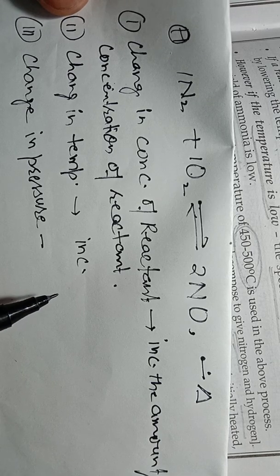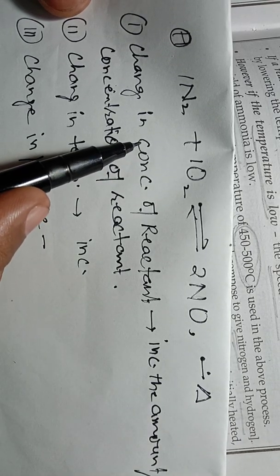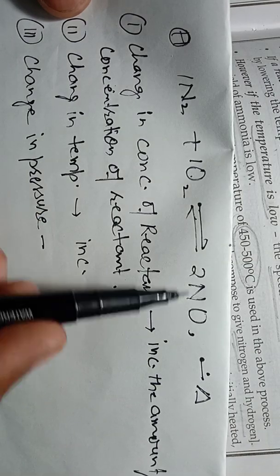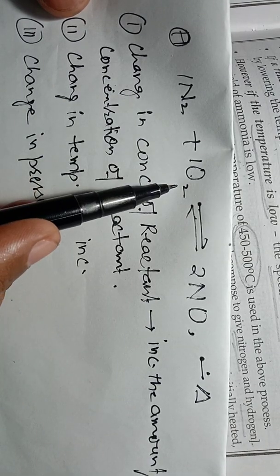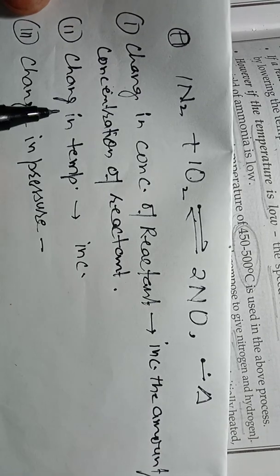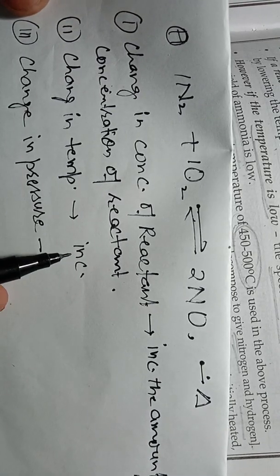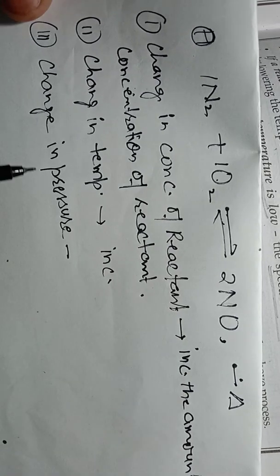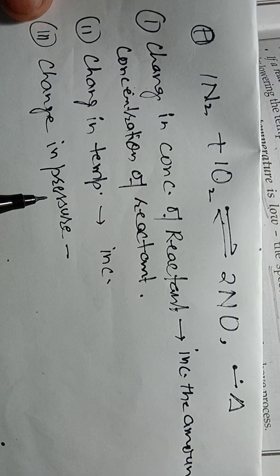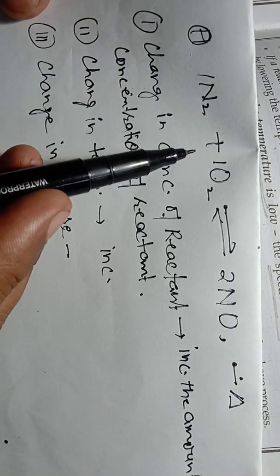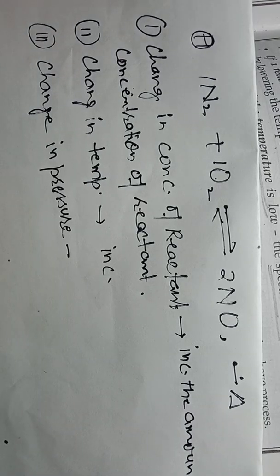Okay, students. So these are the favorable conditions for formation of nitric oxide with the help of nitrogen and oxygen: we have to increase the amount of reactant. Second, the temperature should also increase because the reaction is endothermic in nature. And pressure, there is no need to change pressure because the number of moles of reactant and products are the same.